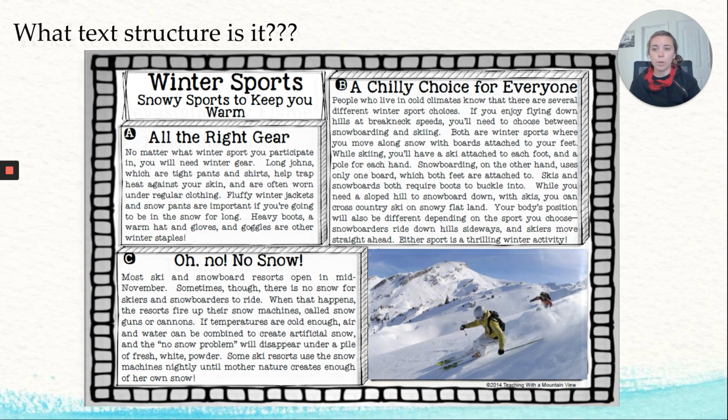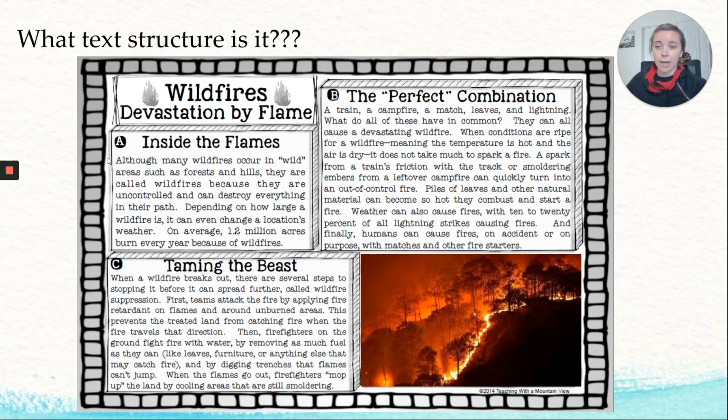All right, we're going to do one more example together. This one is on wildfires. I'm going to read these three paragraphs in this passage, and then I'm not going to talk as much for this one. We're just going to zip through it quickly, and I'm going to stop after each paragraph and quickly talk about what the text structure is and how we know that.